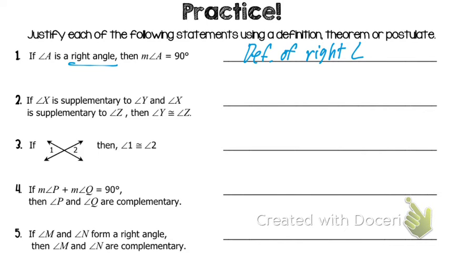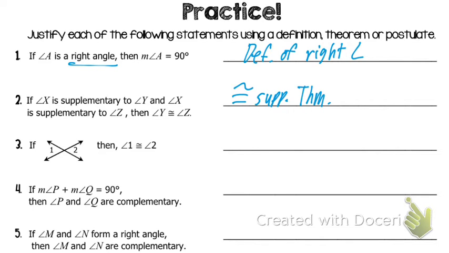Number 2. If angle x is supplementary to angle y and angle x is supplementary to angle z, then angle y is congruent to angle z. So two angles are supplementary to the same angle x, so now they're congruent to each other. Liam. Congruent supplements theorem. Yeah, congruent supplements theorem. And notice how I shorten that up: congruent sup theorem. Congruent supplements theorem.